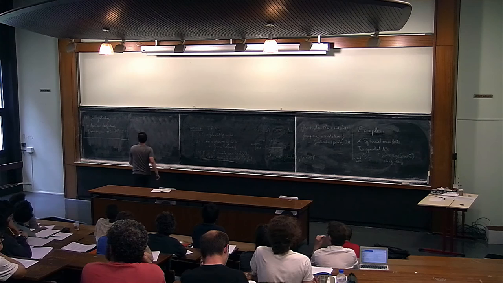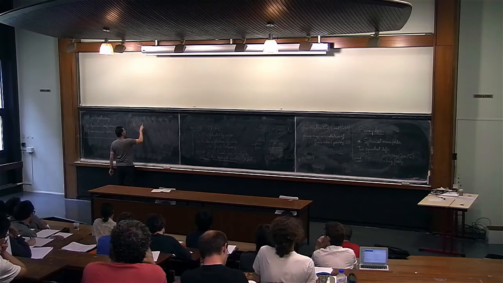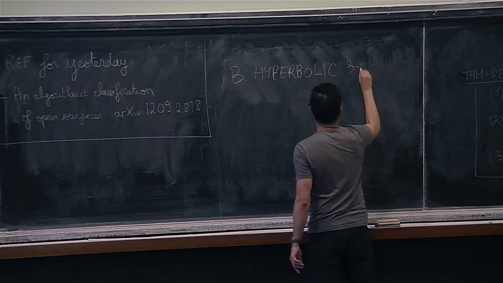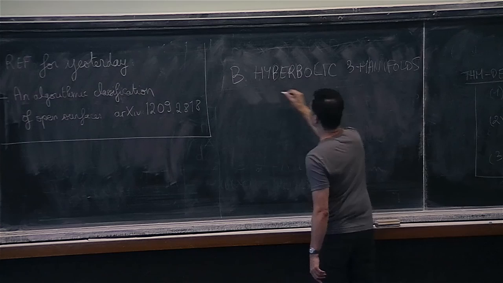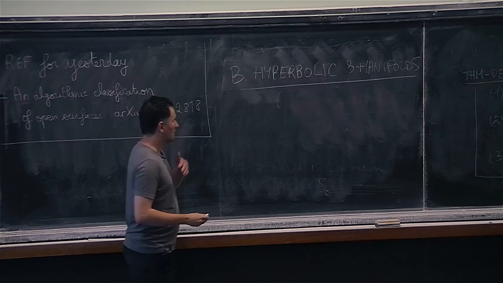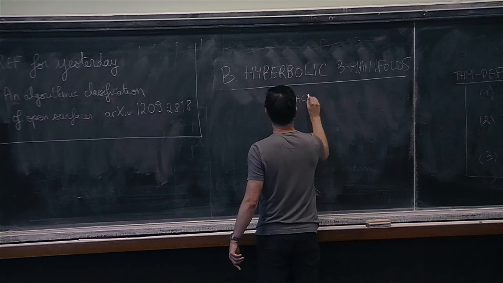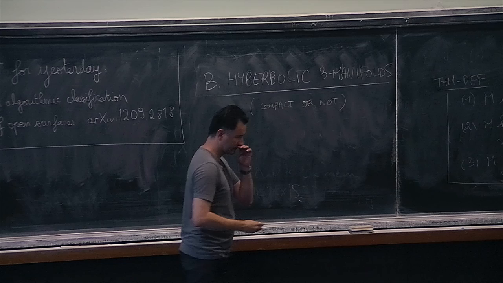So that's part B. Here I will discuss both some compact and some non-compact examples. But again, for simplicity, I assume everything is orientable.